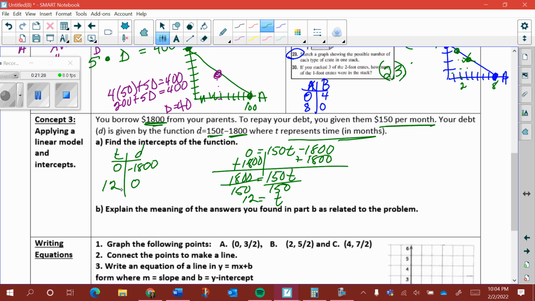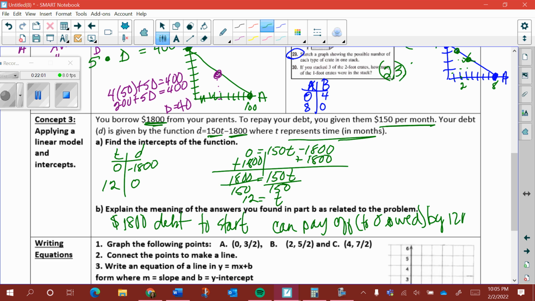Now explain the meaning of the answers that you found. Well, negative 1800 means that I had $1,800 debt to start. And the 12, 0 means I can pay off to 0 owed by 12 months, or in 12 months.